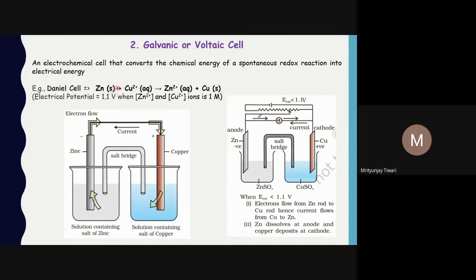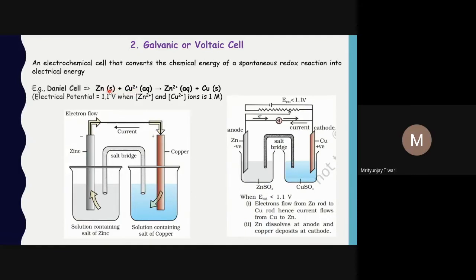So zinc, Zn, and copper ion, so copper electrolyte. What do they do? The net reaction that happens in a Daniell cell is zinc solid and Cu2+. When we use Cu2+ in a copper sulfate electrolyte solution, what do we get? Zinc replaces copper from its electrolyte solution. This is what we are studying in redox chemistry.